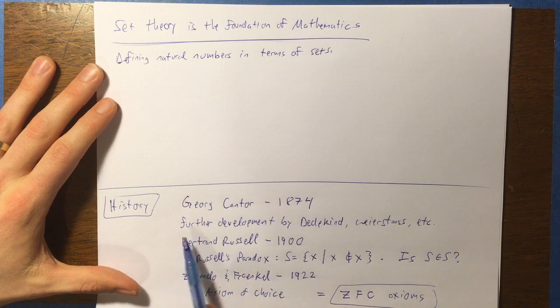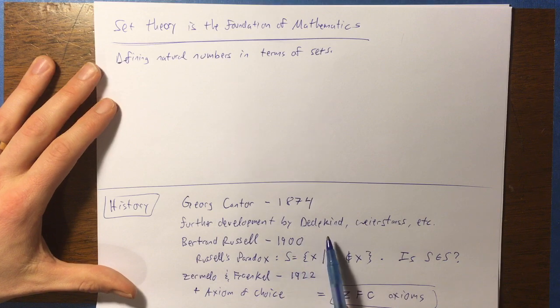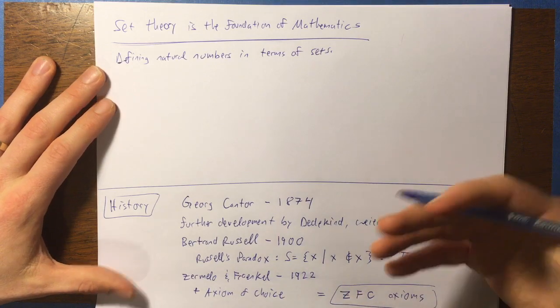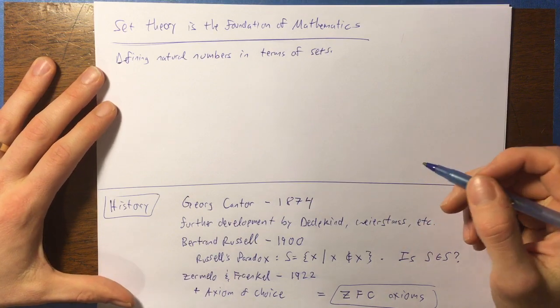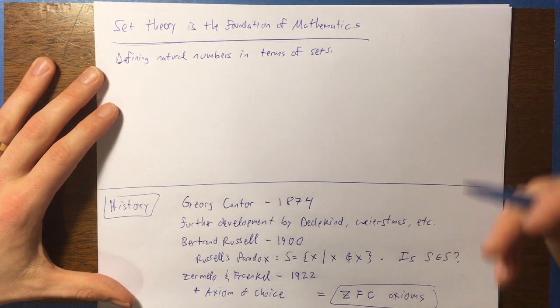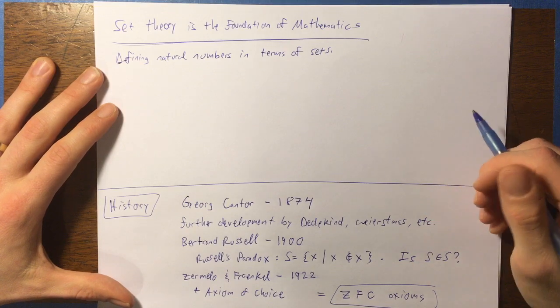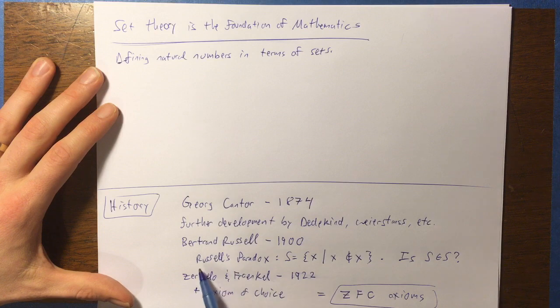So in the late 1800s, this was further developed by some other mathematicians like Dedekind and Weierstrass. Dedekind did a lot of work in particular in developing a way of defining the real numbers that was a little more natural and easy to work with. Then in 1900, an English fellow named Bertrand Russell, as well as another mathematician, independently both came up with this paradox. It's come to be known as Russell's paradox.